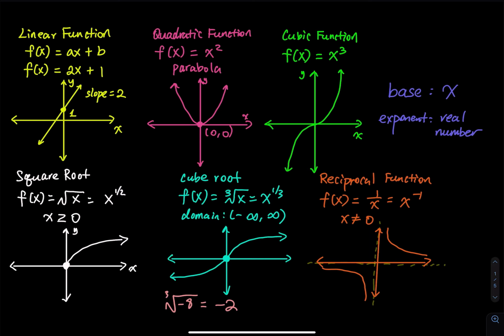And then the last one is the reciprocal function, f of x equals 1 divided by x. Another way to write that is using a negative exponent, which is x raised to the negative 1 power. Since you have x in the denominator, you have to specify that x cannot be equal to 0. Therefore, when x is equal to 0, there is a vertical asymptote. As x approaches positive infinity, y approaches 0. As x approaches negative infinity, y approaches 0. Therefore, the horizontal asymptote is y equals 0. So this is everything we have learned so far.